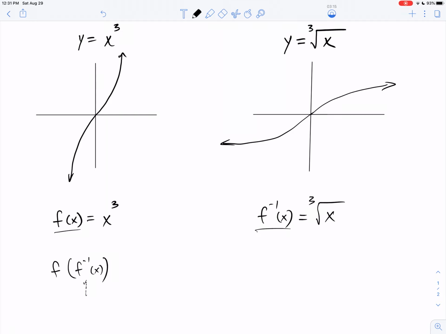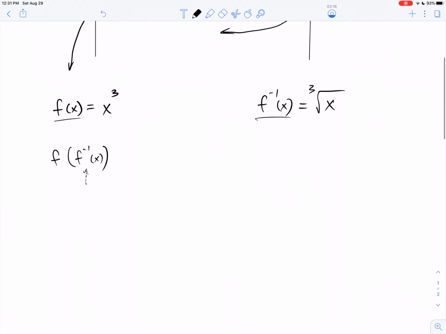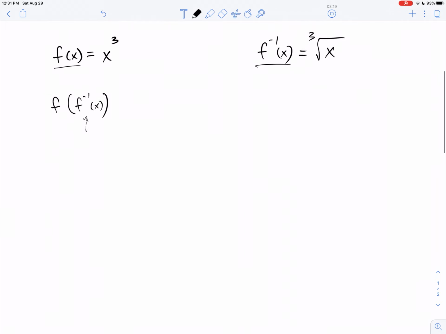So what am I doing? I'm going to be plugging in the cube root of x into the other guy. And what does the other guy do for a living? It takes whatever you give it, and it cubes it. So if you cube a cube root, the result is x. Same thing goes on the other side.